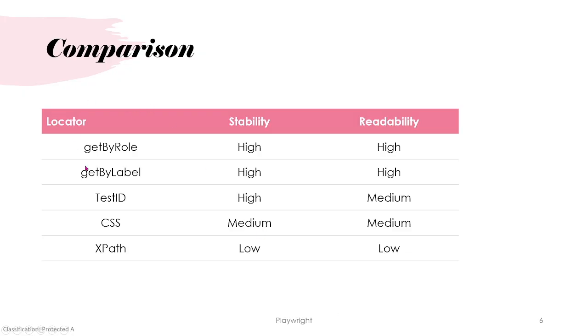Comparison. This is a locator. This is stability. This is readability. Locator get by role, stability high, readability high. Get by label, high and high. Test ID, stability high, readability medium. CSS, medium, medium. XPath, low, readability low.